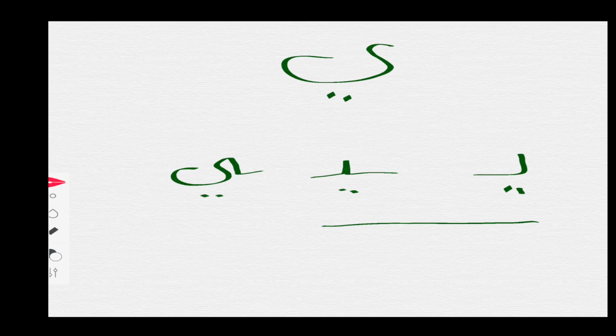Ba. Ba with an extra dot. It has two dots underneath it, and it is the only letter in Arabic which has two dots underneath it, and that's how you would recognize the letter ya.